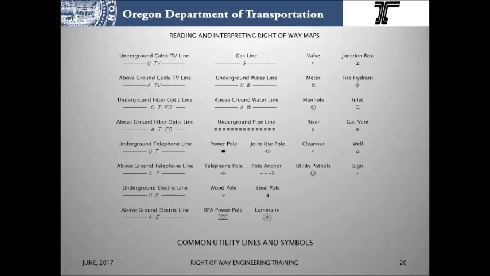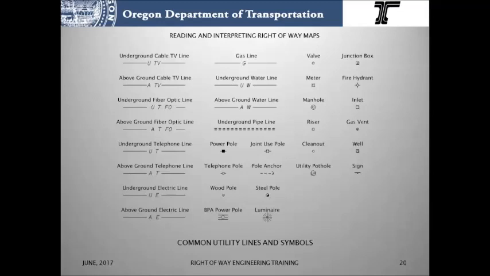So pipes, small parallel dashed lines, power poles, with different types of poles out there. We have a power pole, joint use pole, just plain telephone pole. Anchor symbols are the same with any sort of pole. We have a wood pole, steel pole, Bonneville Power Administration power poles. Luminaire kind of looks like a light shining.